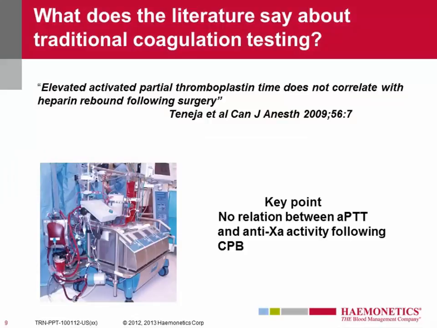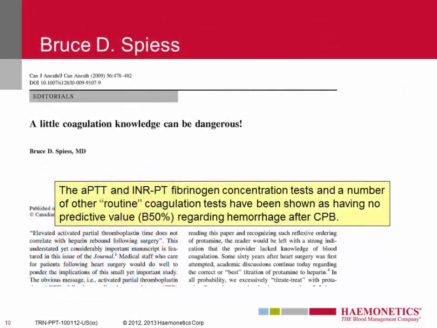Key points of the traditional tests: no relation between PTT and anti-10A activity following cardiopulmonary bypass. For those of you who are involved in cardiac surgery, we found that these values do not guide you in understanding how likely your patient is to need products during or after surgery. Bruce Spiess, a cardiovascular anesthesiologist up in Toronto, did an extensive study looking at PTT, INR, and fibrinogen concentrations, and found that routine coagulation tests have no predictive value regarding hemorrhage after cardiopulmonary bypass.